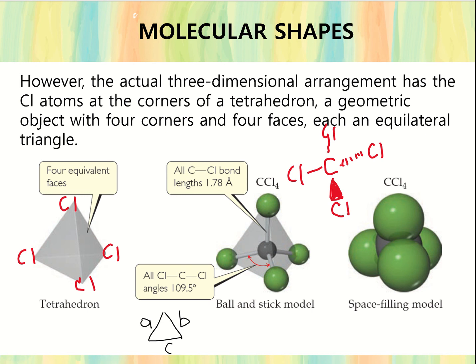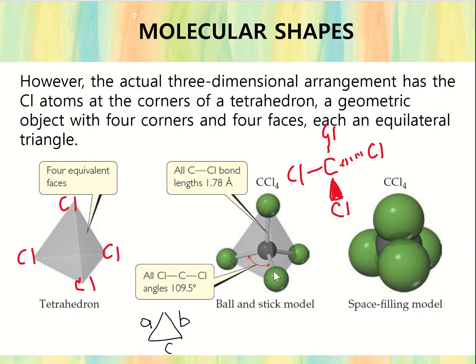However, the actual 3D arrangement has the chlorine atoms at the corners of a tetrahedron, a geometric object with 4 corners and 4 faces, each an equilateral triangle, right? So here, if we imagine that the carbon is at the center and we have the chlorine here, chlorine here, chlorine here, chlorine here of a tetrahedron, 4 equivalent faces.